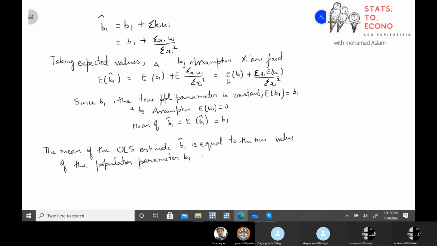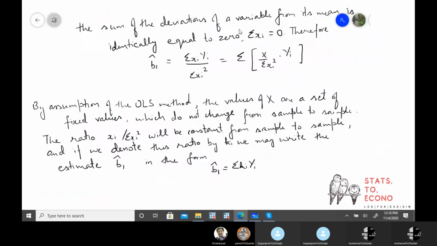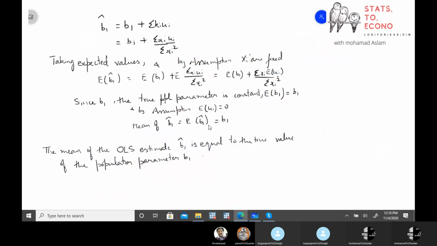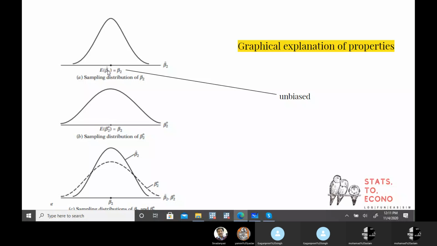So we are only left with the expected beta 1, and we know from the property of expectation that the expected value of a constant is the constant. So on the right side now we have only beta 1, and on the left side the expected value of beta 1 hat, and that's the unbiased property we want to prove: that the expected value of beta 2 hat, or if it's beta 1, then the expected value of beta 1 hat, is equal to beta 2. So this is the unbiased property.